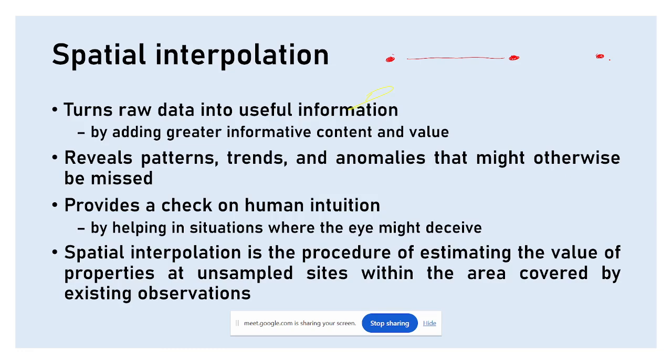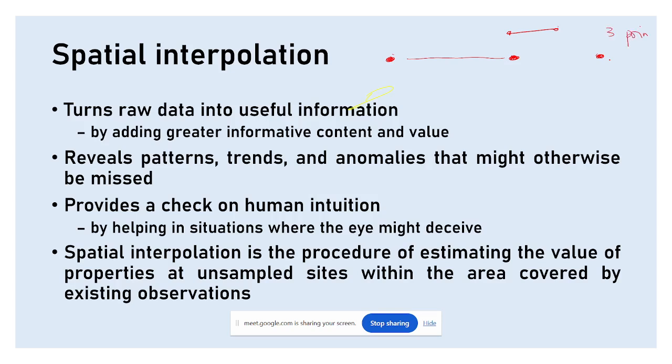What spatial interpolation does is turn raw data into useful information. You might have some random 2 points or 3 points, whatever it is. When you interpolate, you might get better information out of it. The more points, the better it is. If you are familiar with mathematical plots, you know that if you just have 2 points and you are joining them, that is not very accurate and will not give you much information. So it's always better to have at least 3 points.